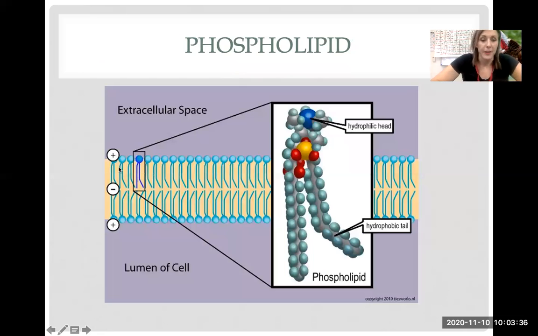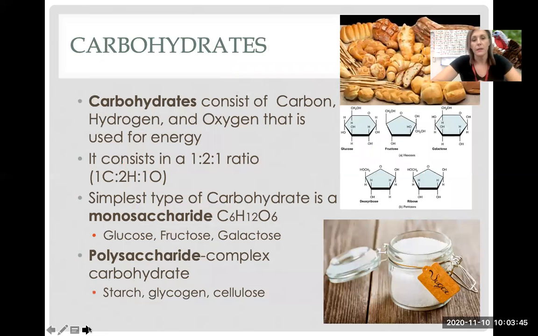Here's another picture of a phospholipid. So if you take the cell, the outer edge of the cell membrane is made up of those. And then the other macromolecule we're going to talk about is a carbohydrate. Carbohydrates consist of carbon, hydrogen, and oxygen. They're also used for energy, but it's more short-term energy. It consists of a 1 to 2 to 1 ratio, 1 carbon to 2 hydrogen to 1 oxygen.